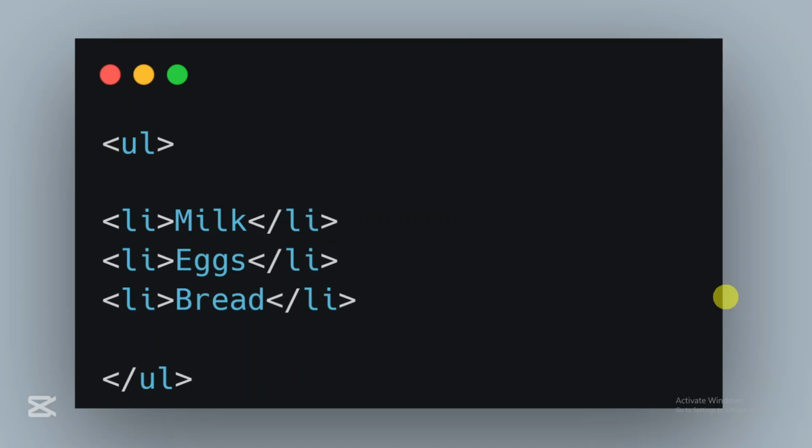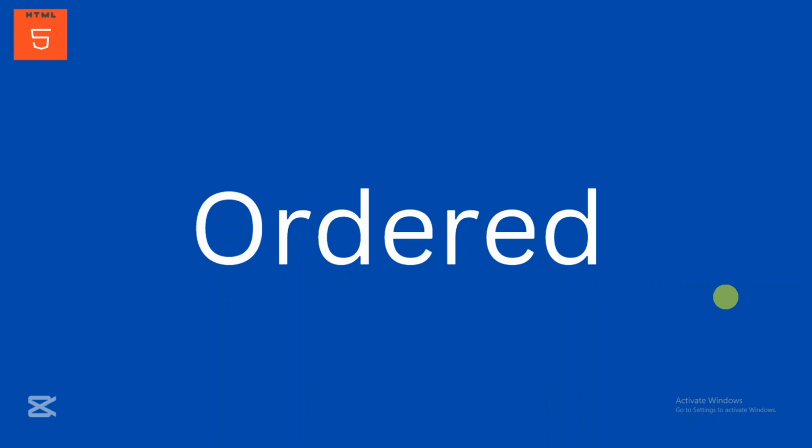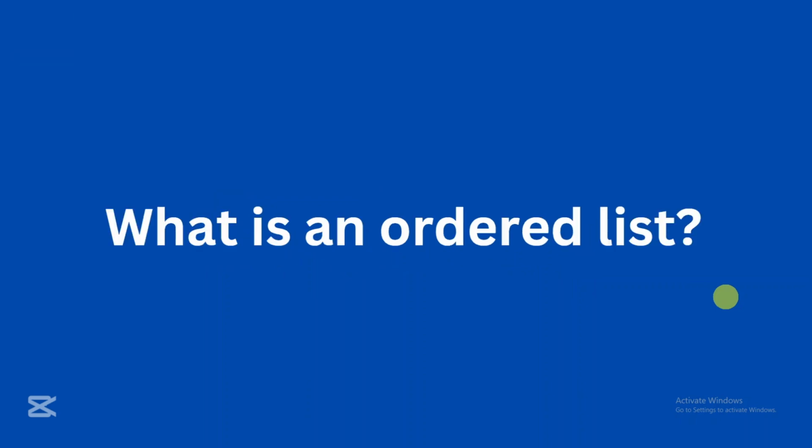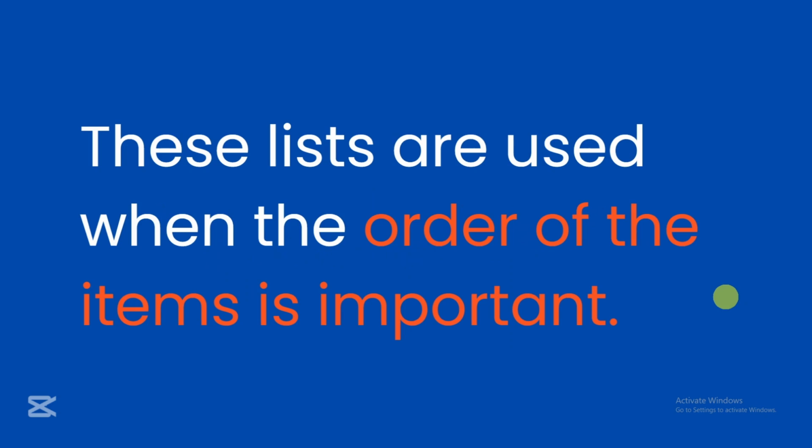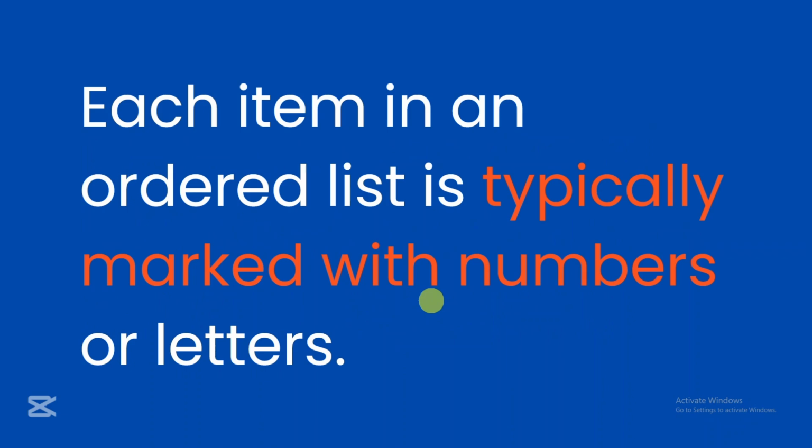Moving on to our next list type, we have the ordered list. So what is an ordered list? We are going to use an ordered list when the order of the items is important. So if you want the items that you are listing to be in a particular order, then you need to use an ordered list. Now let's see the structure of an ordered list. Each item in an ordered list will be typically marked with numbers or letters.